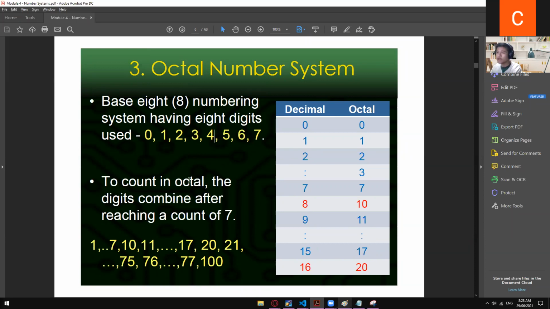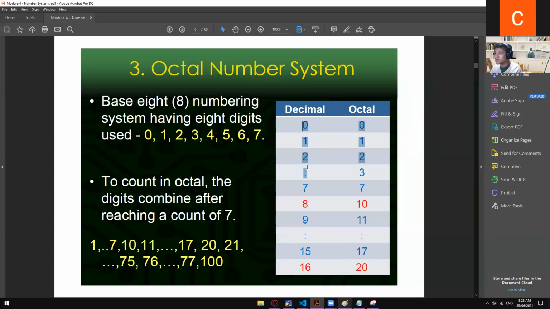Okay, so to count in octal, the digits combine after reaching a count of 7. So we have 1 to 7, 10 to 17, 20 to 27, 30 to 37, and so on and so forth. So in octal, we don't have 8 and 9. That's one thing that you guys need to take note. Once you reach the value of 8, it's already converted to 10. Once you reach the value of 9, it's already converted to 11. So 9 to 15 in decimal, 11 to 17 in octal. So if we have, let's say 16 right here, it's already 20 in octal, and so on and so forth. So just keep on counting and just keep on skipping the 8 and 9s.